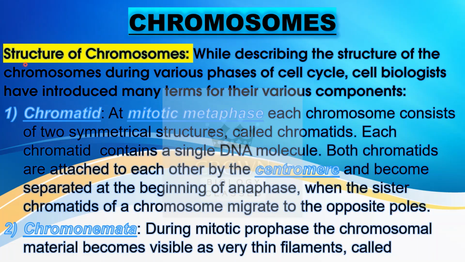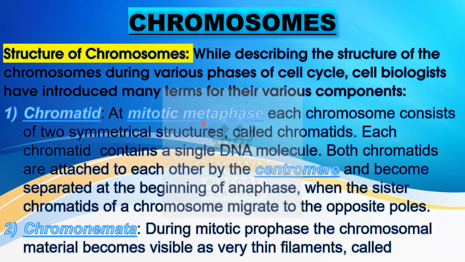Now I will discuss the structure of chromosomes while describing the structure of the chromosomes during various phases of the cell cycle. The various phases of the cell cycle are gap 1 phase, synthesis phase, gap 2 phase and mitosis phase. Cell biologists have introduced many terms for their various components. In general, chromosomes are composed of various components. So the first component involved in the formation of the structure of chromosome is chromatid.